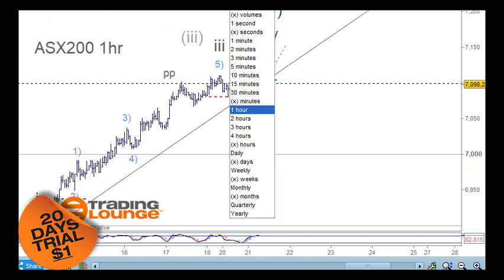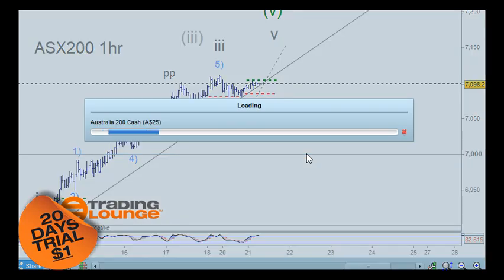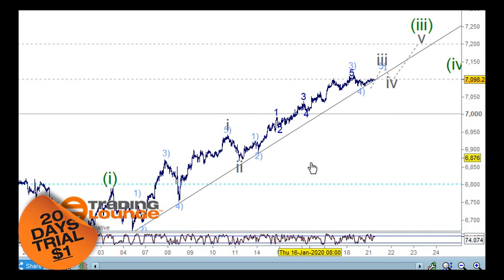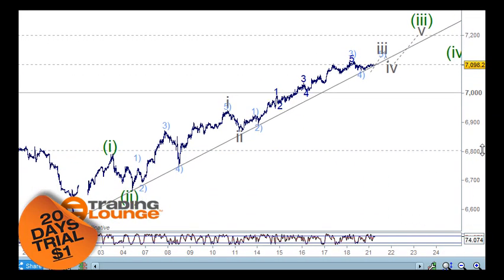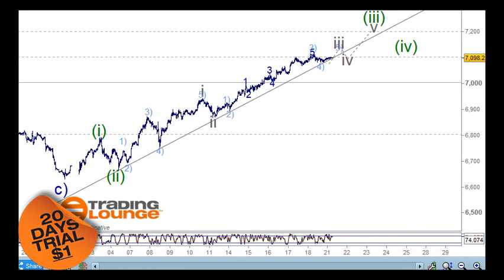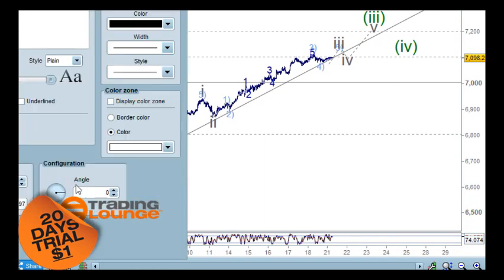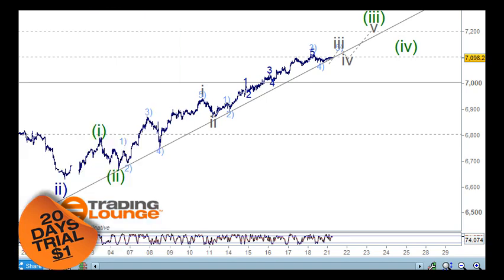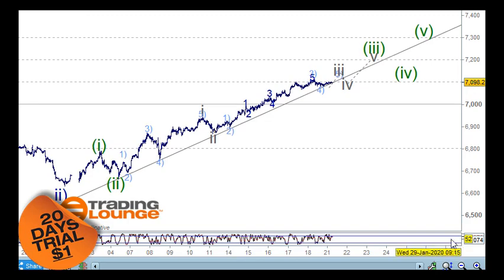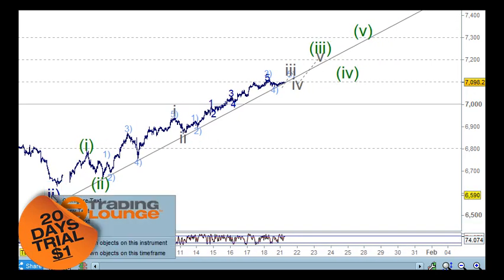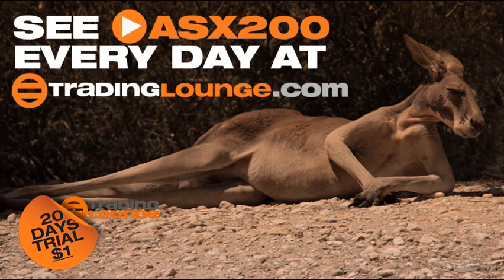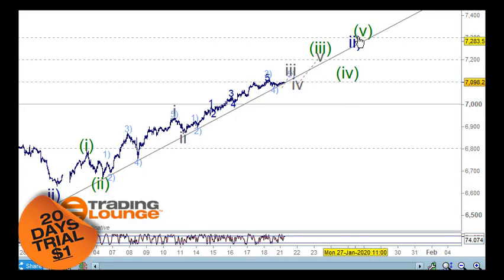But on the 15-minute chart, I think I've got a different count on this one here. This is a count coming up from the last low here, which is probably wave 2. So I'll just pop that in there, not that it's a big deal at this stage. And looking for wave 3 to the upside here. Well, I'll put that in.